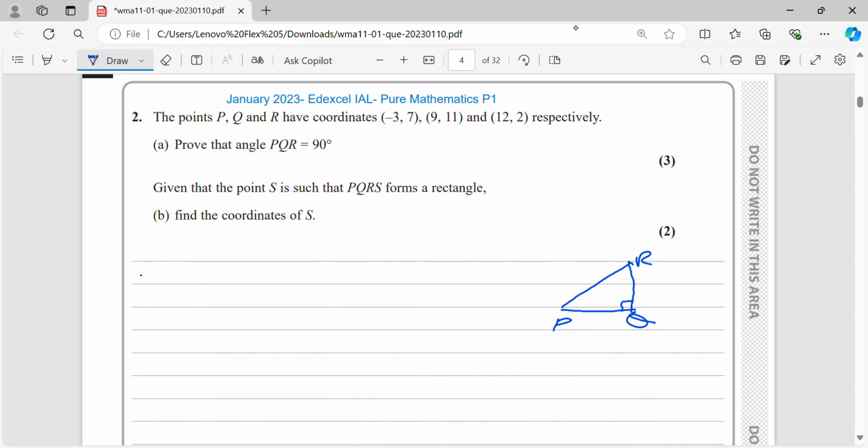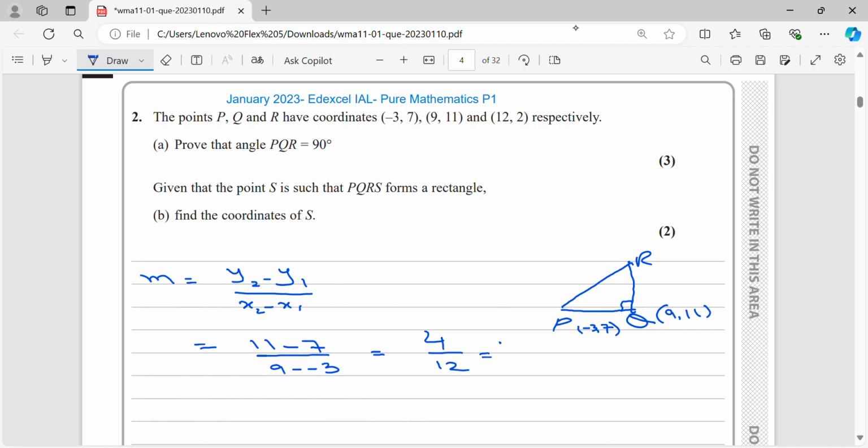So let's find the gradient of PQ. P is (-3, 7) and Q is (9, 11). We know the formula: y2 minus y1 over x2 minus x1. So y2 minus y1 is 11 minus 7, over 9 plus 3. 11 minus 7 is 4, and 9 plus 3 is 12, and that is 1 over 3.